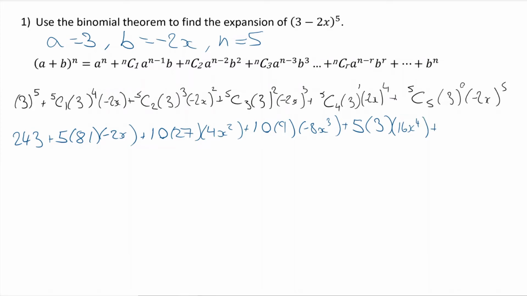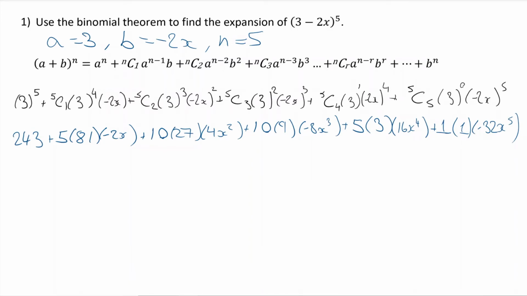Adding on for our last term, we have 5c5, which is just 1, multiplied by 3 to the power of 0, which is again just 1, and then we're multiplying by minus 2x to the power of 5, which gives us minus 32x to the power of 5.